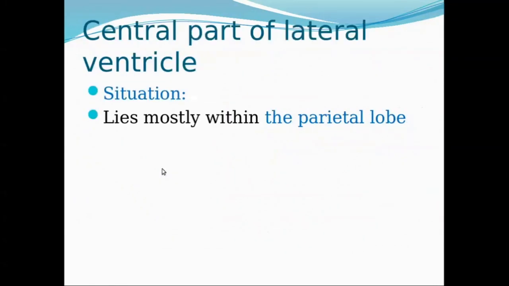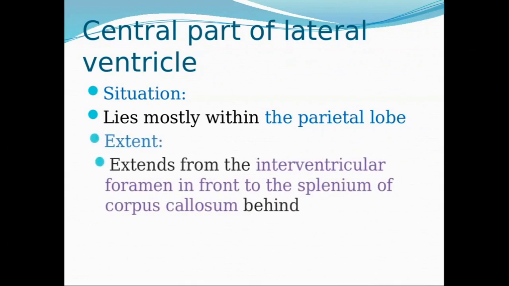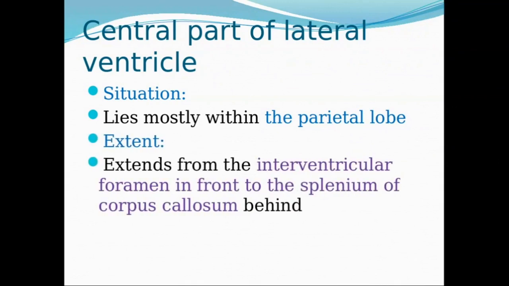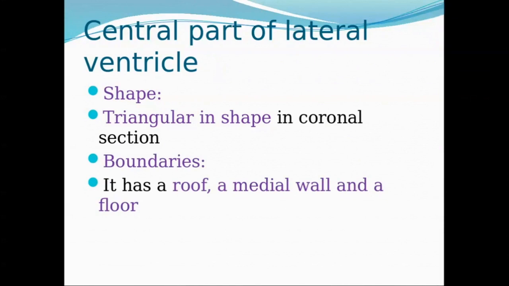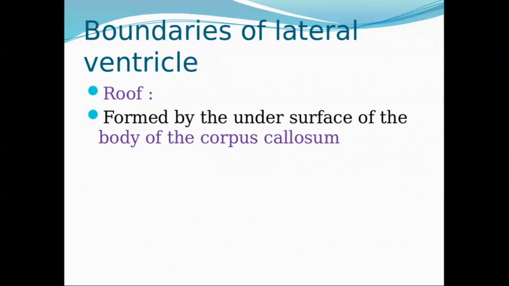Situation. First we will see the central part. It lies mostly within the parietal lobe. It extends from the interventricular foramen in front to the splenium of the corpus callosum behind. So that is the extent of the central part of the lateral ventricle. Shape: it is triangular in shape in coronal section. Boundaries: it has a roof and floor and also a medial wall. We will see this one by one.